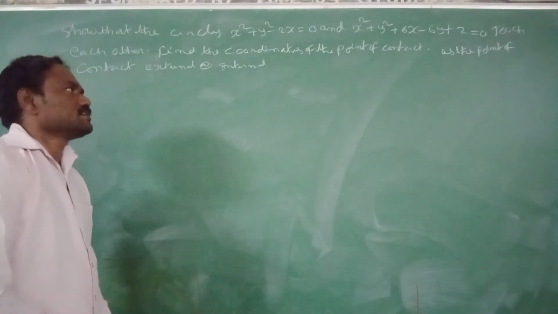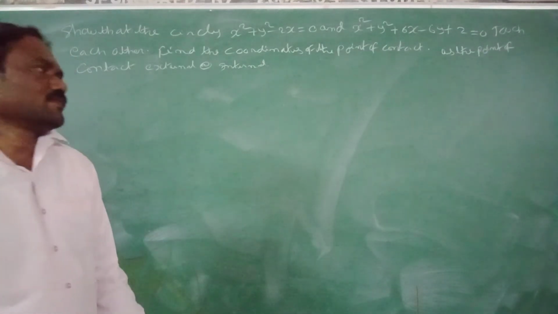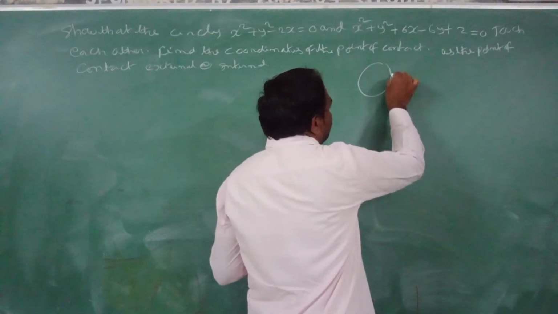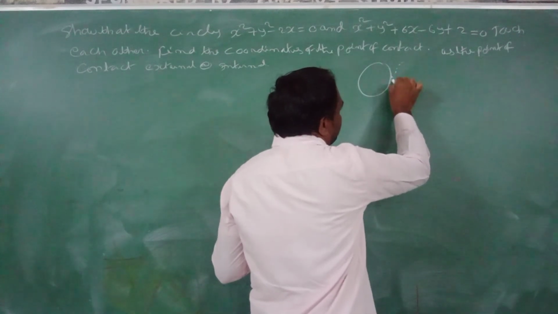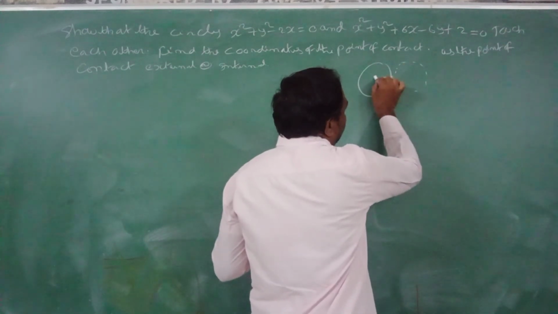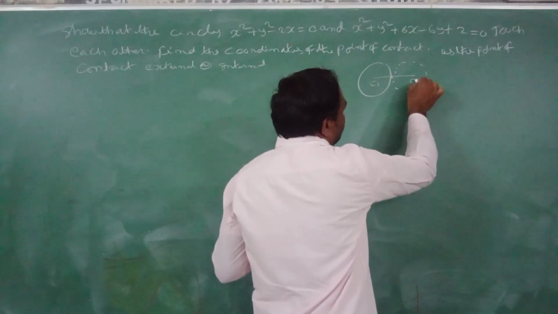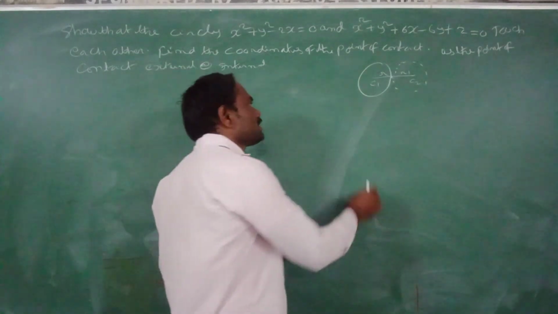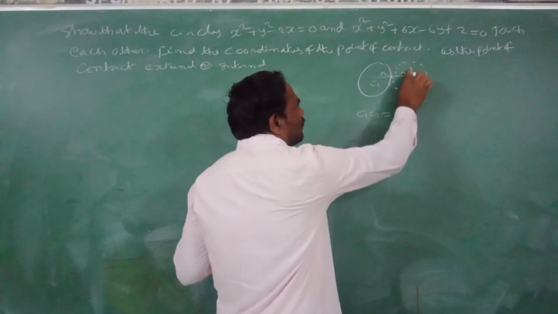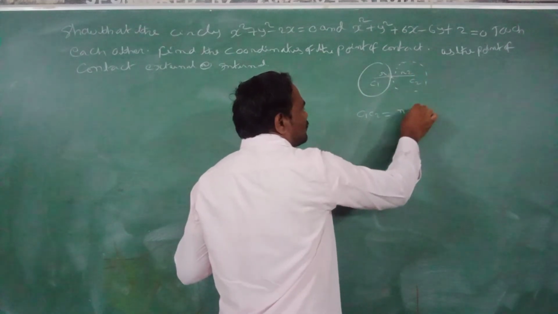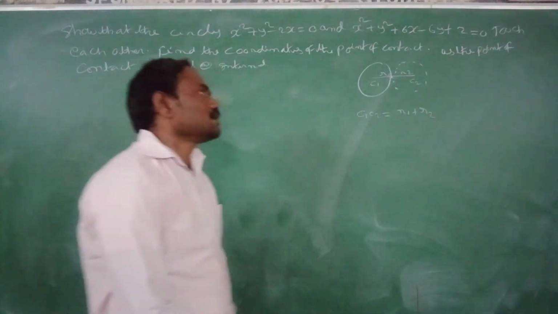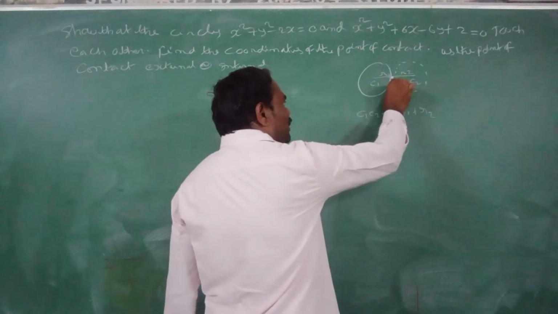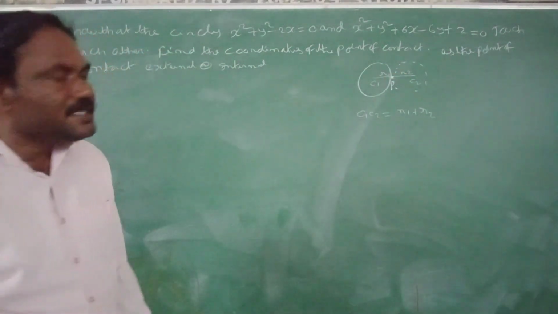So this concept we learn in circles. For example, if two circles touch externally, that time the distance between the two centers of the circles, C1 C2, is equal to R1 plus R2. The two circles touch externally, that time the point of contact P is internal.